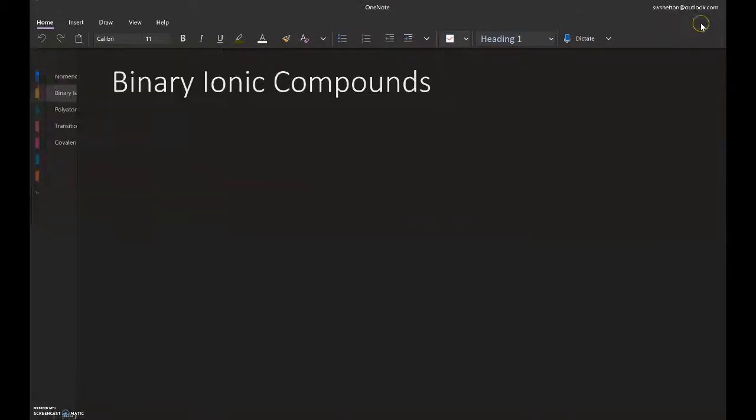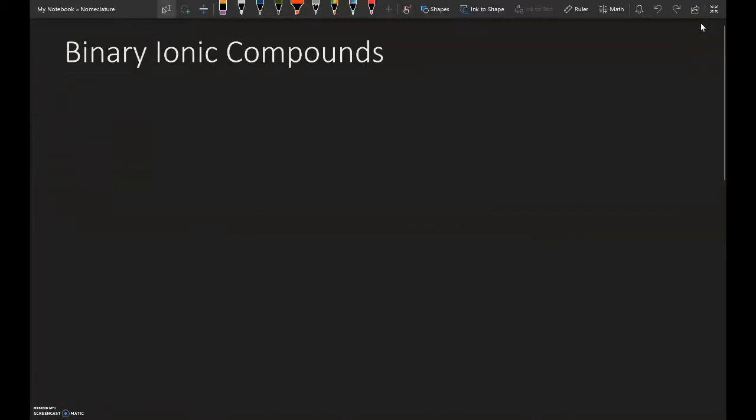Okay, so we're going to be talking about binary ionic compounds. And so what does binary mean? Binary means that there are 2 elements that are going to be present. So one of the most common compounds that you've probably seen or heard or even called is sodium chloride.